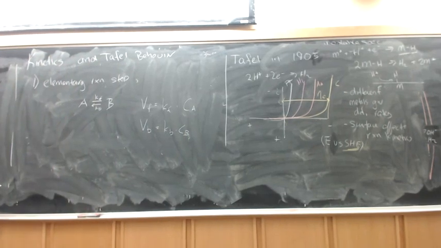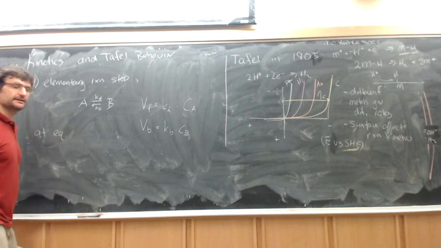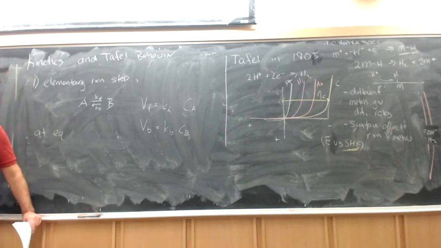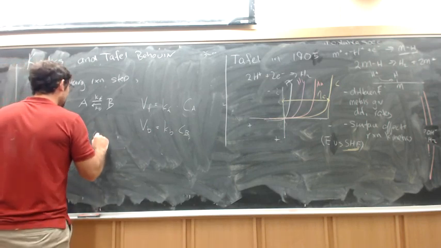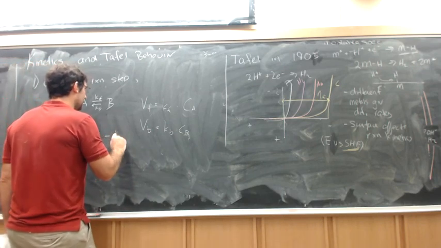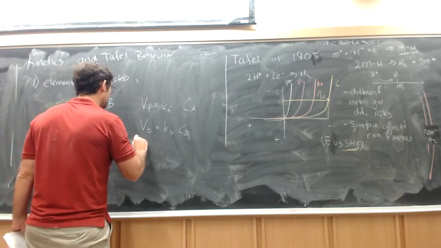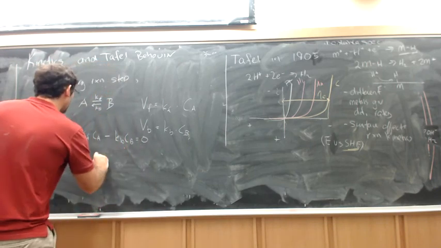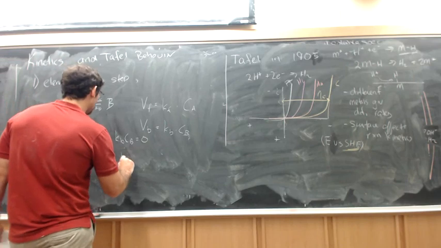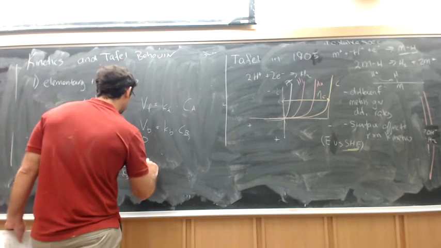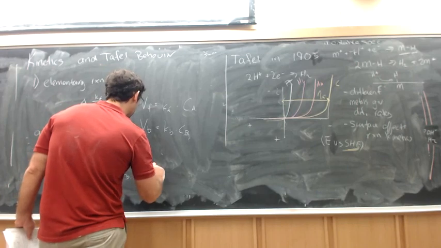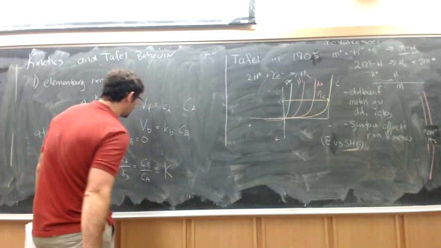Okay. And at equilibrium, what happens? Basic stuff. What happens at equilibrium? Yeah. The rates are the same, right? So I can write KF CA minus KB CB equals 0, or KF over KB equals CB over CA, and we define this as the equilibrium constant.